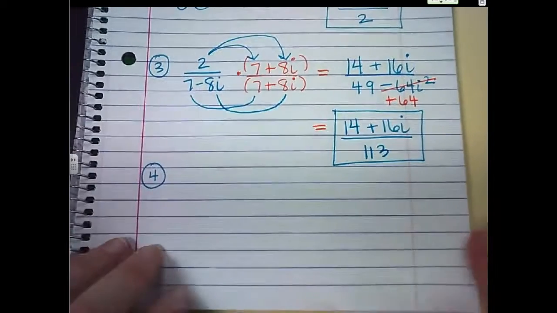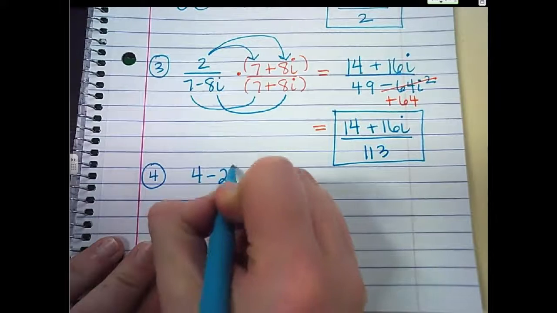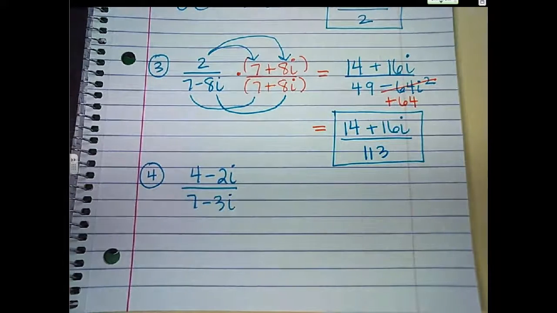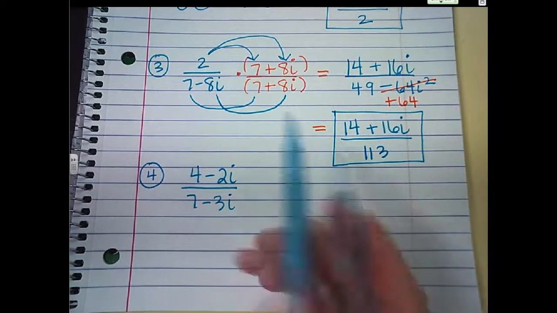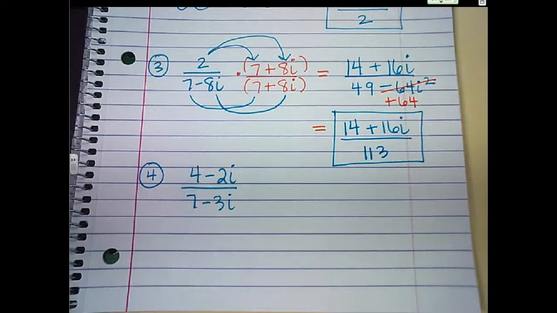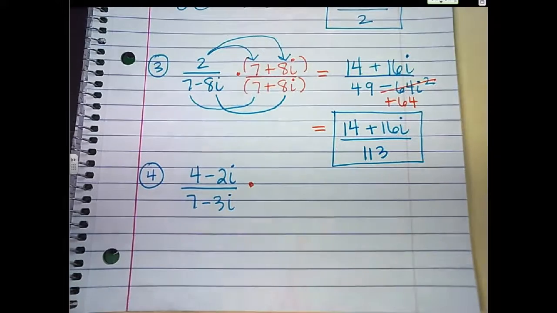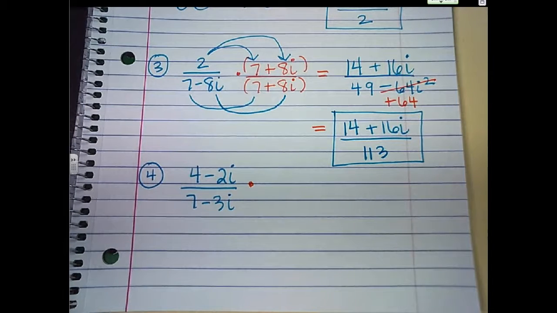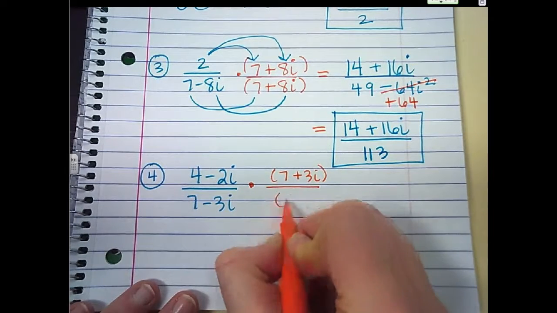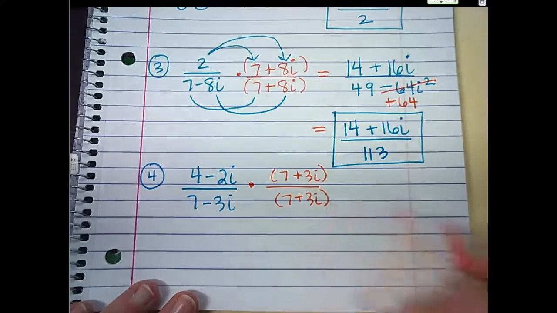Okay, number 4, let's do a couple more. 4 minus 2i over 7 minus 3i. So we did one where you multiplied just a single term, one where I've got a single number on top, and now one where I've got binomial on top and bottom. So what do we multiply by? Good. 7 plus 3i over 7 plus 3i.